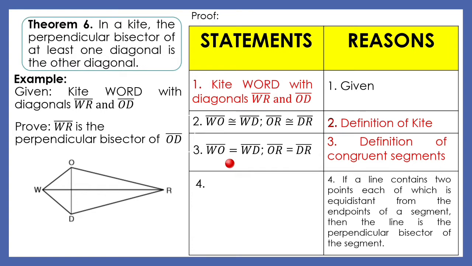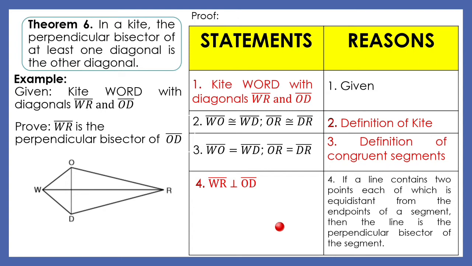For statement number 4, so we have here the reason. If a line contains 2 points, each of which is equidistant from the endpoints of a segment, then the line is the perpendicular bisector of the segment. So, ang ilalagay natin dito sa ating statement, line segment WR is perpendicular to line segment OD or line segment WR is the perpendicular bisector of line segment OD.